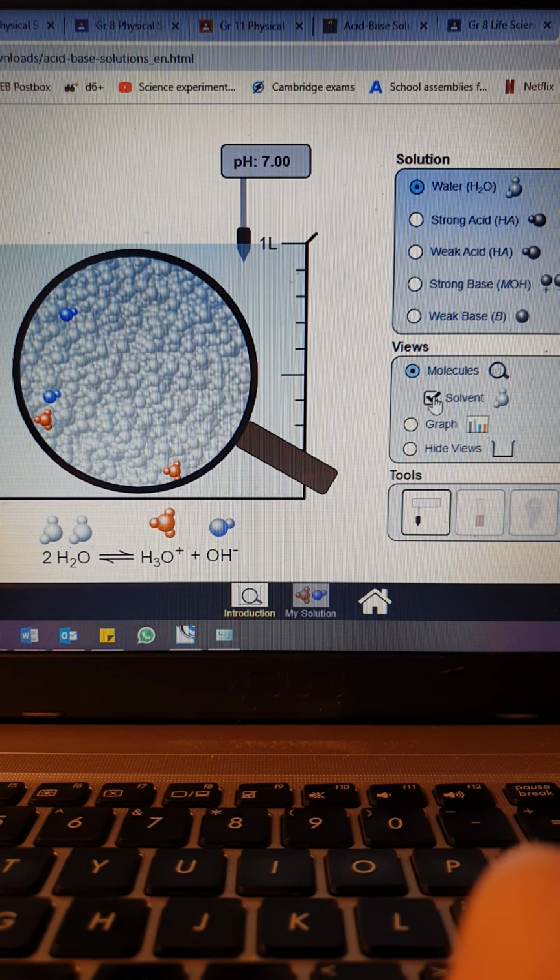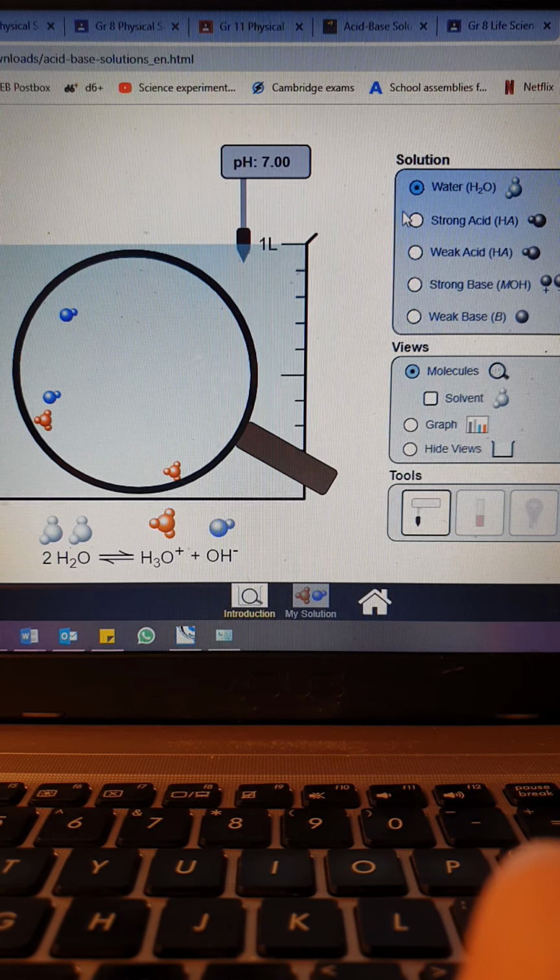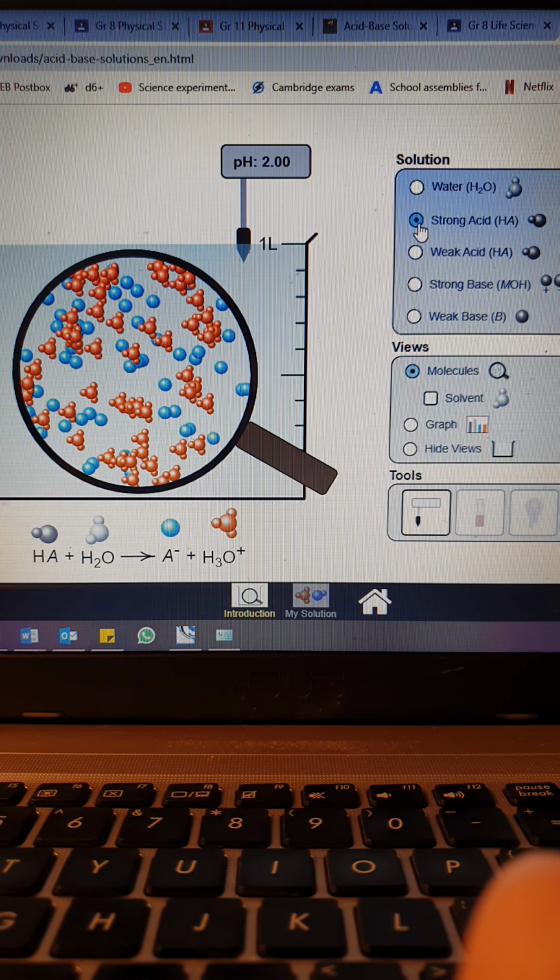All right, let me take the water off because then you can't see. You can see there are equal hydroniums and equal hydroxides. So this still makes your pH neutral. Let's start with strong.